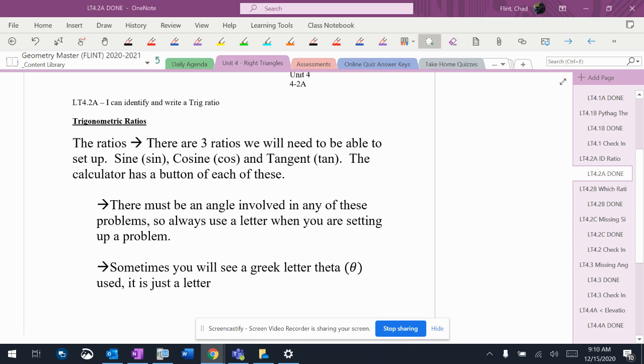For the rest of the unit, we're going to be using some ratios to take angles and sides and put them together in problems and figure out missing things, missing angles, missing sides. This is going to be a little weird at first because we have never done problems where we use angles and sides at the same time. It was either a problem on angles or a problem on sides. Right triangles are unique in this situation.